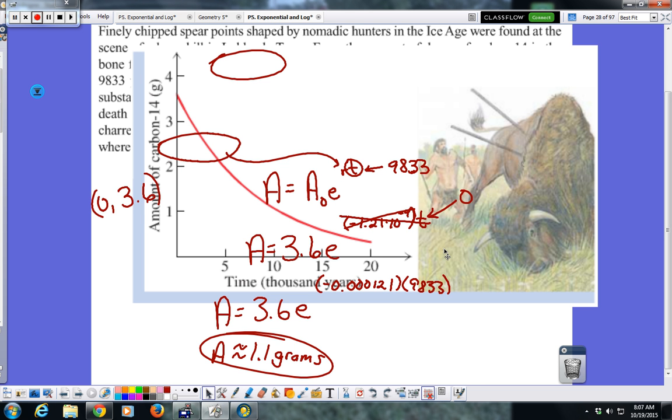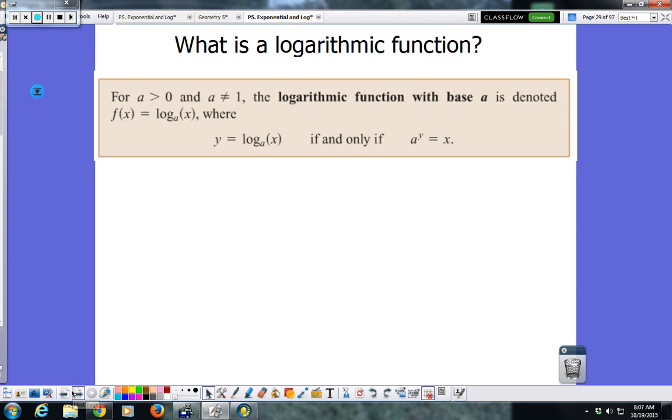So theoretically, you should always be able to tell how old this thing is by using this carbon-14. Moving on, let's talk about logarithms. This might be your first look at what a logarithm is. Don't get bogged down with logarithms. A logarithm is simply another way of writing an exponent. That's all it is. Let's do a simple one.